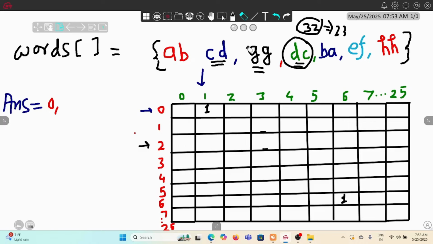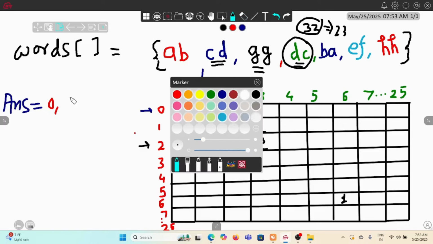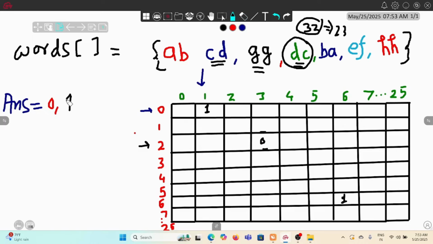And in the answer, we will increase answer equal to answer plus 4, right? So it would become 4 now, 0 plus 4 equal to 4. Why are we adding 4? Because CD and DC are two opposite strings which can be part of a palindrome. That is why we are increasing the length by 4.